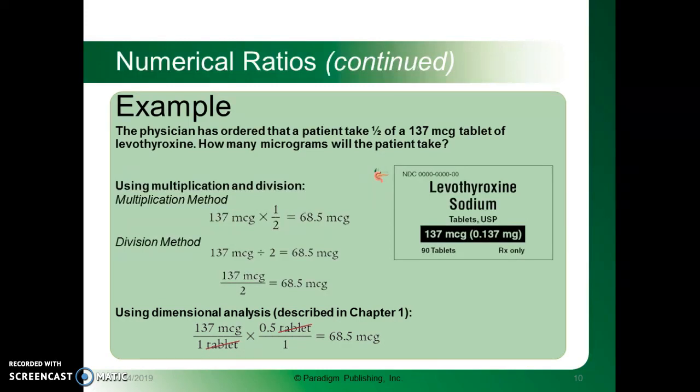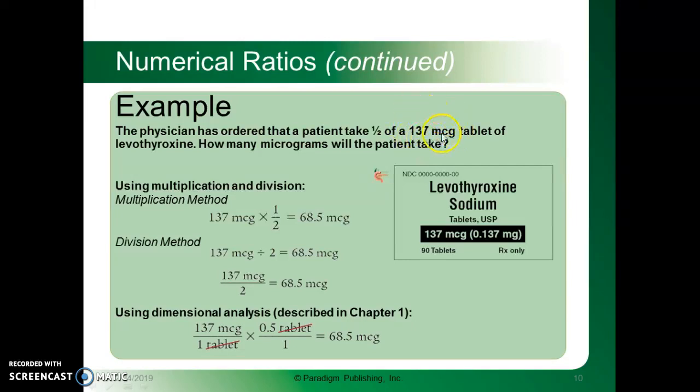So this is our example, levothyroxine. The physician has ordered that a patient take half of a 137 microgram tablet of levothyroxine. How many micrograms will the patient take? Okay, so it's asking us for micrograms. Now we're going to look into our medication information. So the patient's going to take half of 137 micrograms.